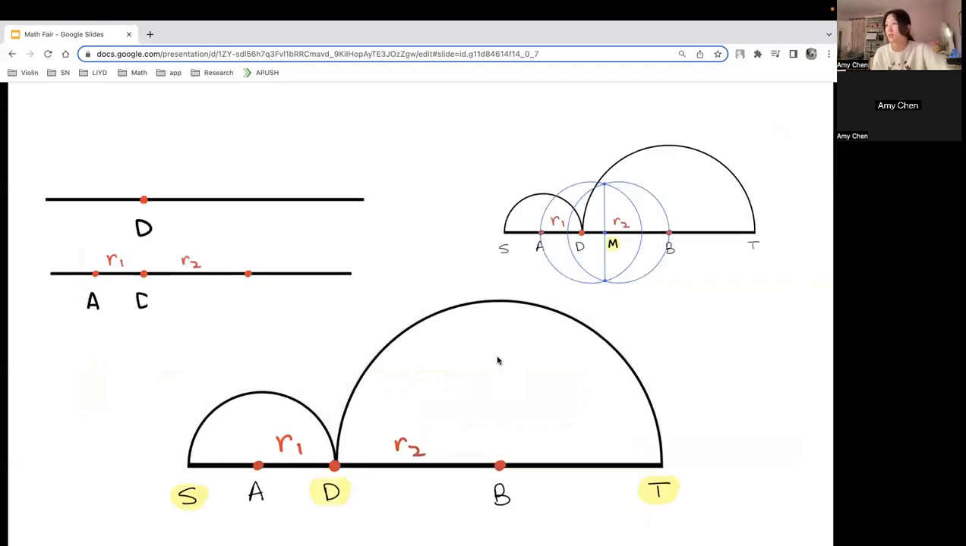Define this segment as a baseline. On the baseline, mark a point D. Choose two radii R1 and R2. Next, choose points A and B on either side of D on the baseline such that AD equals R1 and BD equals R2. Finally, draw two semicircles with centers A and B, tangent at D and cutting the baseline at S and T respectively.